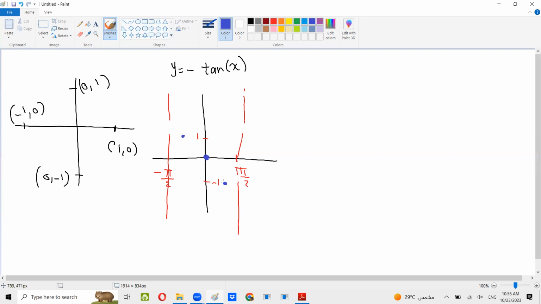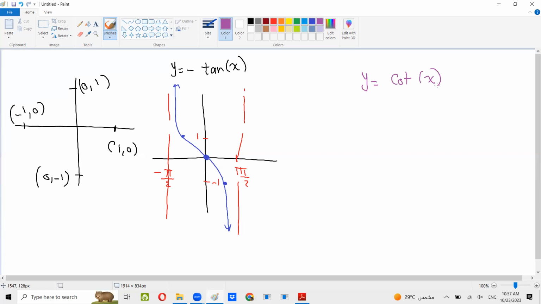Wait, we will take cotan, okay? And make the graph. Clear, sure? But this is the negative tan. Fine. Y equals cotan. I have a question about cotan. Y is equal to cotan x.